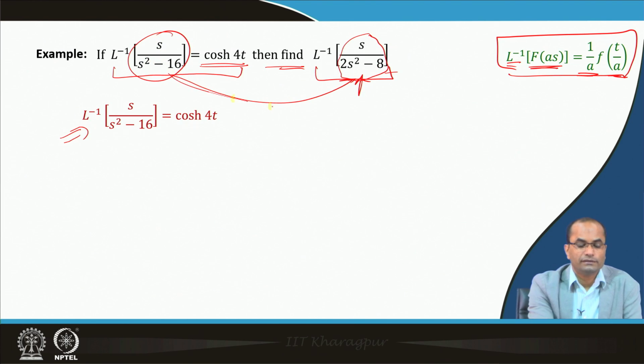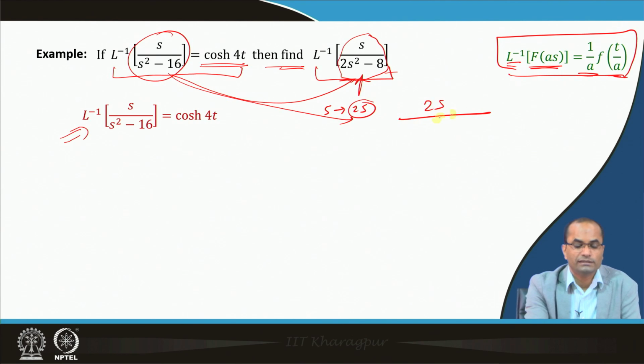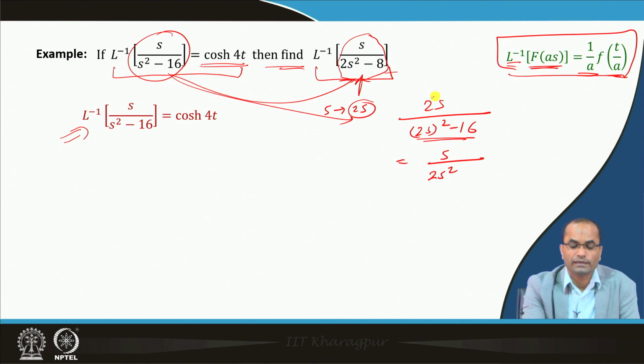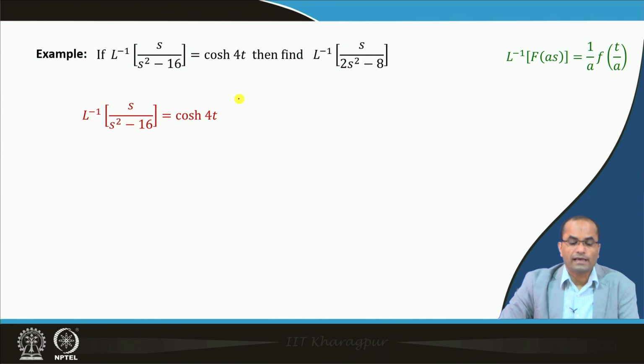So, it is clear here that if s is replaced by 2 s, then what will happen? We have 2 s there and we have 2 s square minus 16, which, if we take 2 common from there, we have 2 s square and that 2 will get cancelled with the common 2 when we take it out here. So, we get still s over (2 s square minus 8). So, this is exactly the scaling done here. s is replaced by 2 s, that means our a is 2 now. So, a is 2 here.